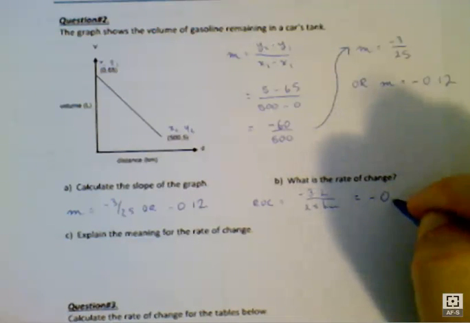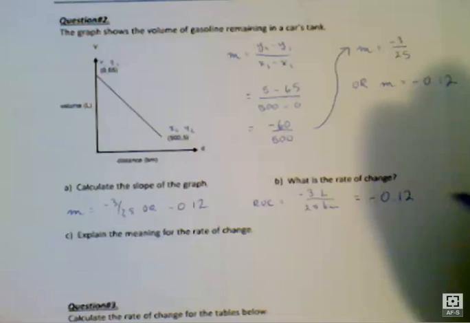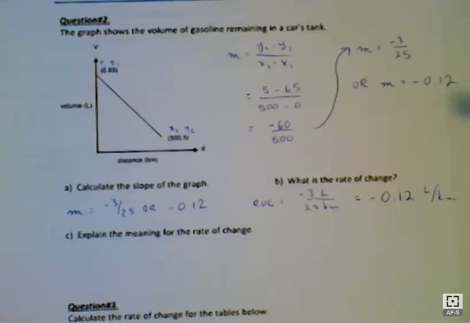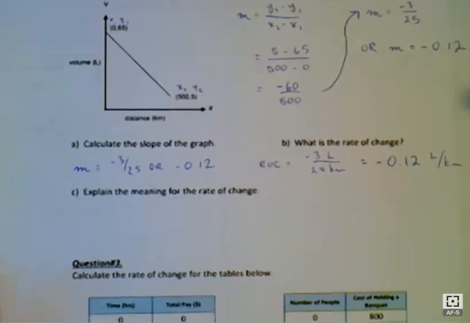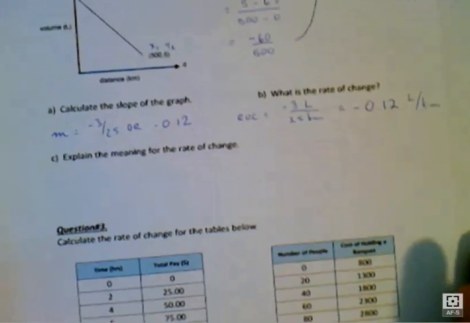dividing, that decimal is negative 0.12 liters per kilometer. Every kilometer you drive, you use up 0.12 liters of gas. Notice it's negative. You don't magically gain 0.12 liters of gas every kilometer you drive. If you could find a way to make that happen, you'd be a millionaire for sure. No, we lose liters of gas for how far we drive.